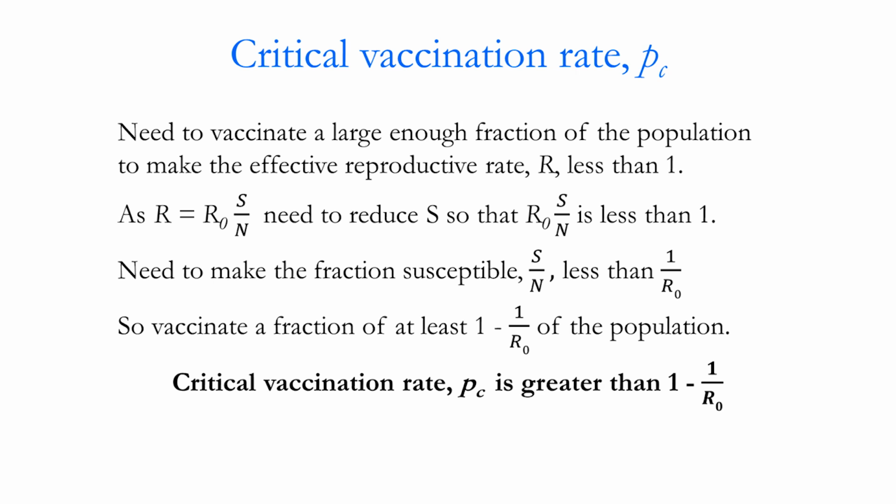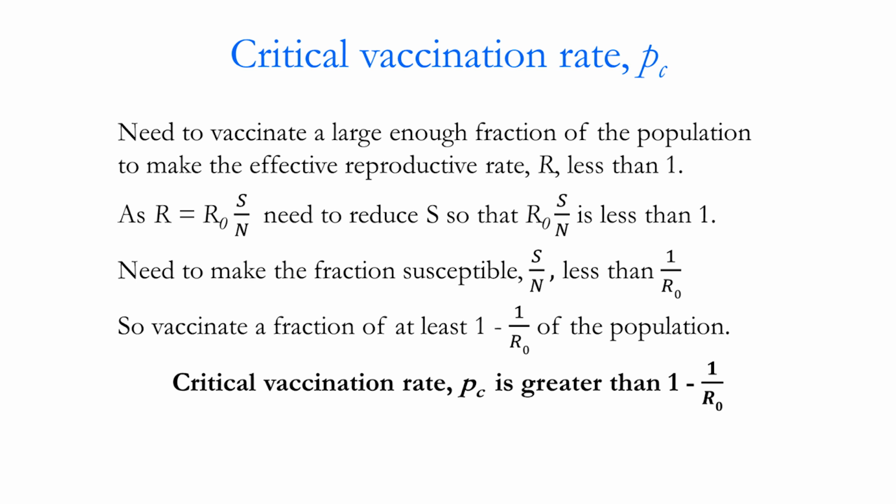So that's how small you have to make the susceptibles. In order to do that, you have to vaccinate a fraction of the population which is 1 minus 1 over R0. You need to vaccinate enough of the population so that the fraction which are susceptible drops down to 1 over R0. So you need to get 1 minus 1 over R0. And that's your critical vaccination rate.